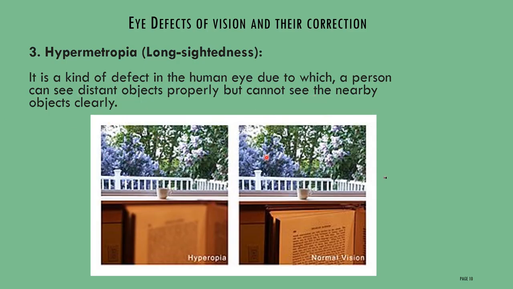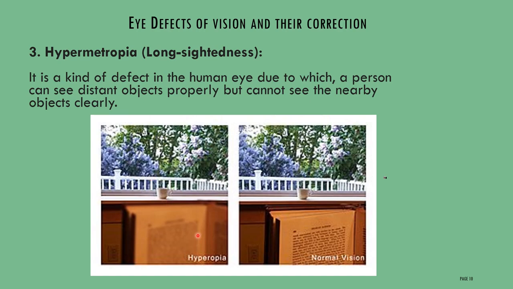Observe these two pictures. This is the vision of a normal human eye. A normal person can see very near objects and also very far objects. Even this very near object, this book, he can read properly, and far objects, a tree, flowers, everything, he can see normally. This is the first case.